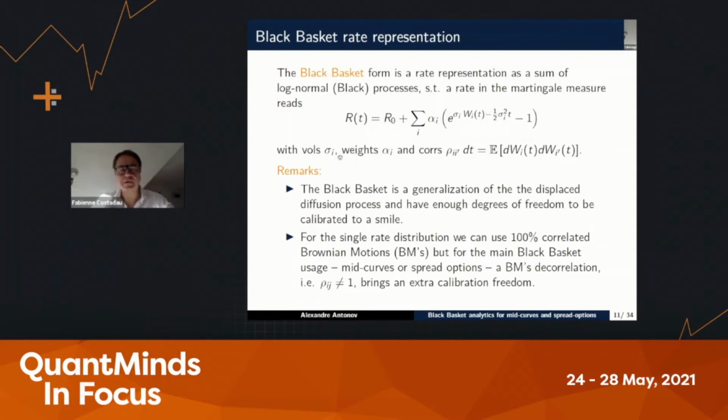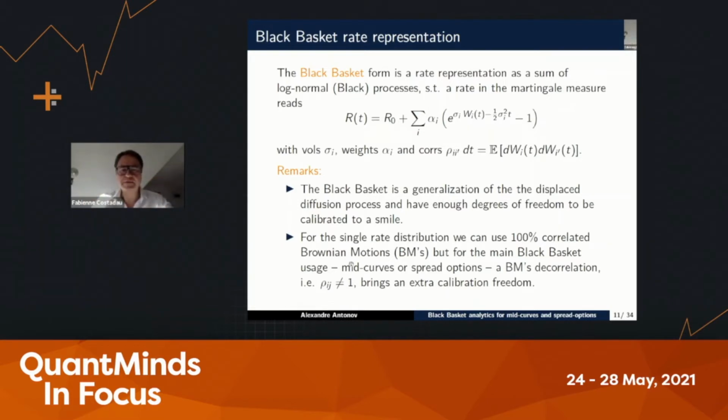So sigma i, as I said, are the volatilities, we have weights alpha i, and correlation rho ij between different Brownian motions W i and W j. A couple of interesting remarks. The black basket is a generalization of the displaced diffusion process, and now it has enough degrees of freedom to be calibrated to a smile. We can have 2, 3, and so on, as many exponents as we want. So we can make it very flexible.